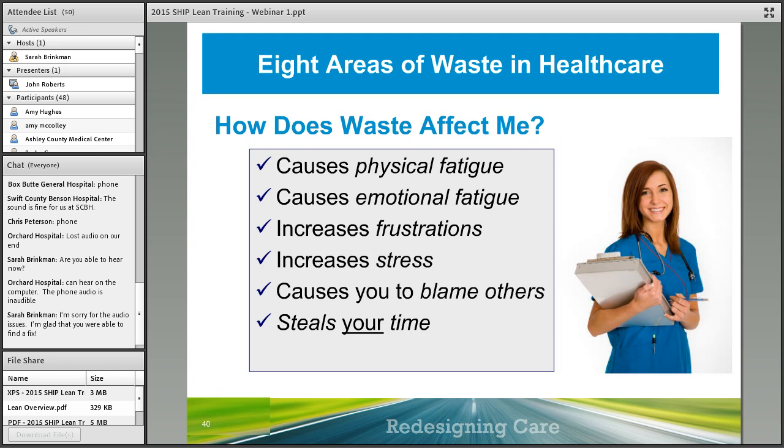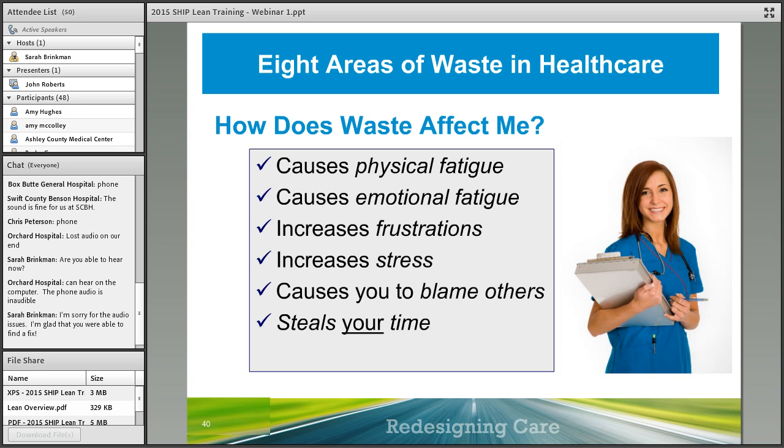A lot of folks will ask me, how does waste really affect me? And again, some of the ways that waste really has an impact on people that they may or may not understand at times is physical fatigue, emotional fatigue, the increase in frustration and stress, a culture that blames other people, and just stealing your time.